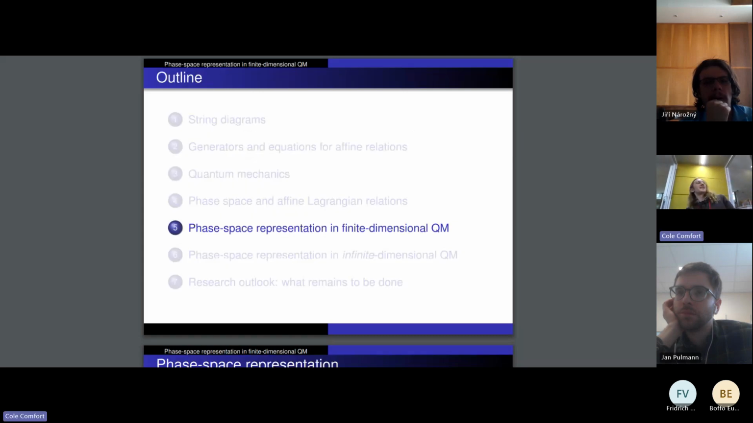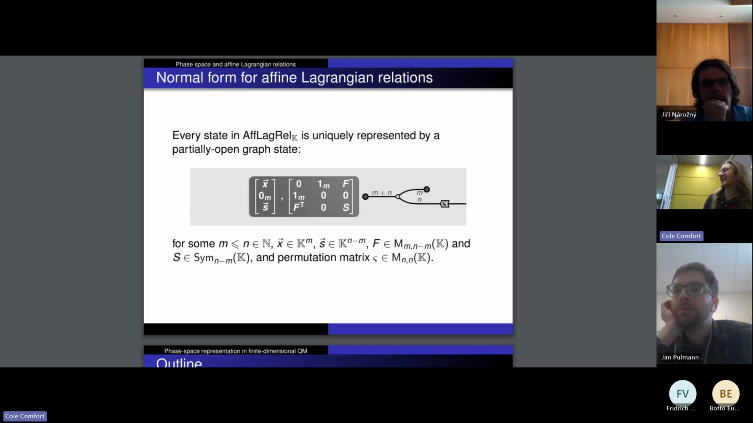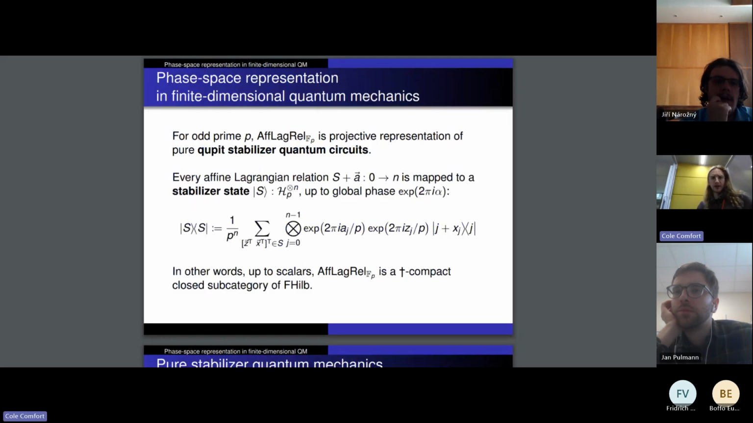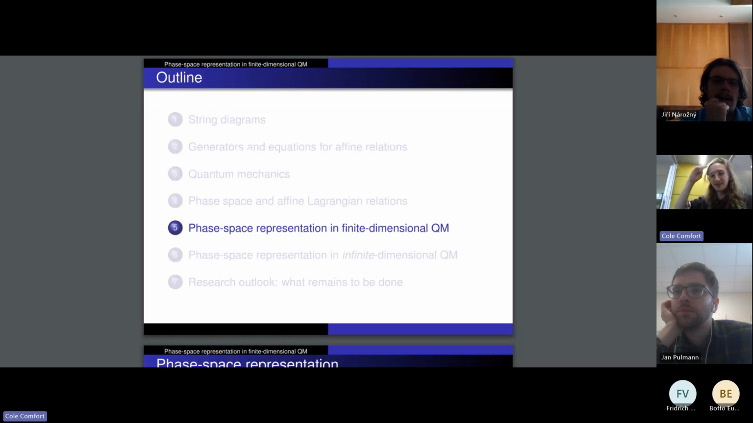Okay, so now that I've given this language, this is the language with which we can talk about these classically quantizable fragments of quantum mechanics. So this is our graphical language for mechanics, and we know that these rules are complete. Okay, so the first thing I want to talk about is finite dimensional quantum circuits and the things we can represent this way.